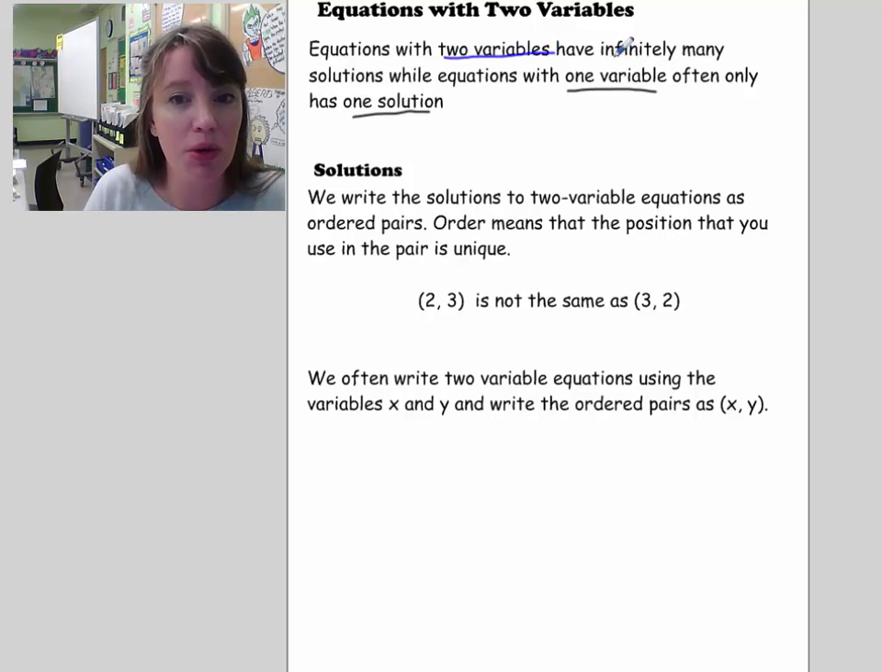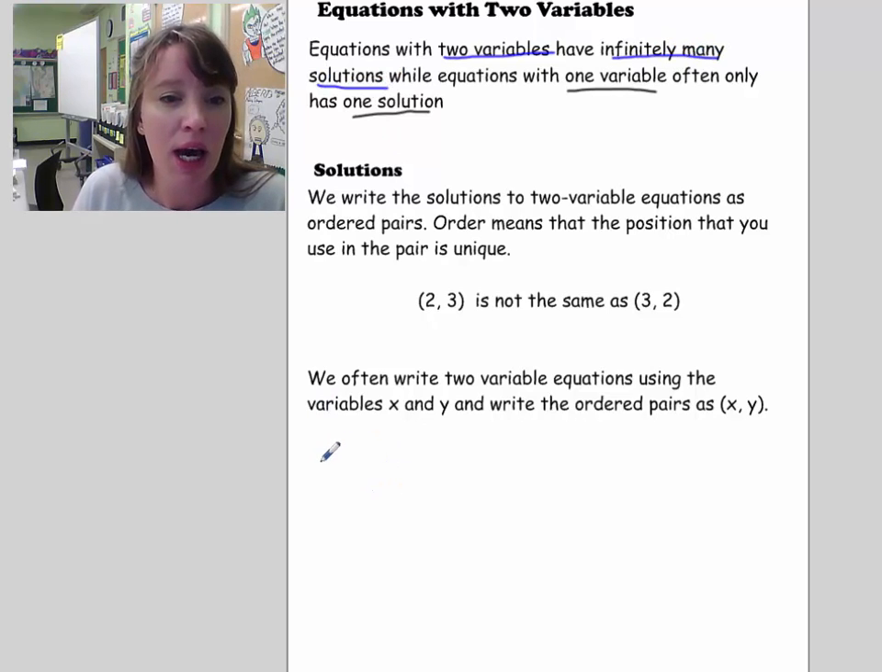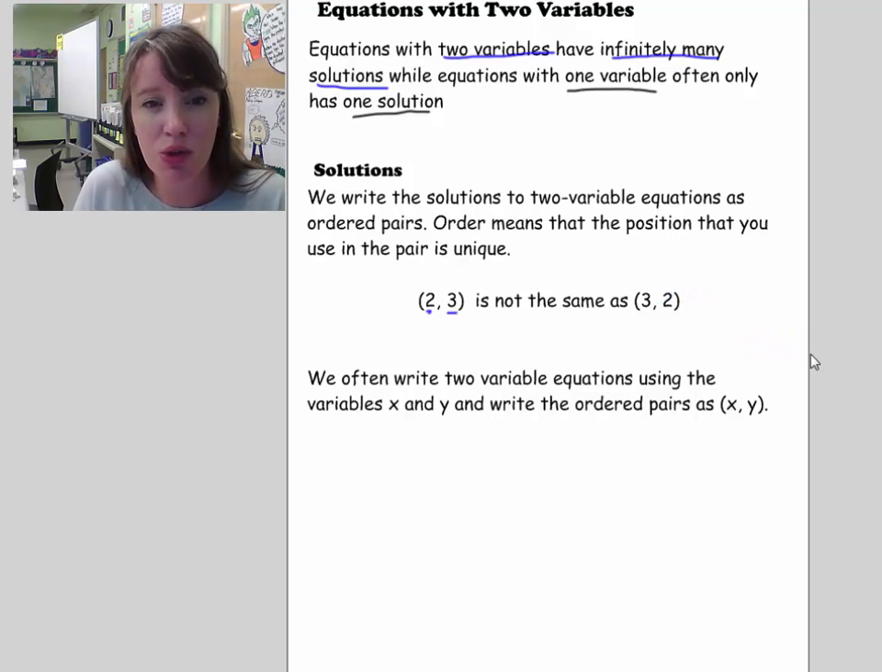Equations with two variables are going to have infinitely many solutions. All right, and we write the solutions to two variable equations as ordered pairs. Ordered pairs means the position that you use in the pair is unique. So for instance, the first position here is not the same as the second position. So the pair 2, 3 is not the same as 3, 2. This is things that you've been working with since like 6th grade. So you sort of know this already, but just to define it, we say ordered because the order matters in this pair.